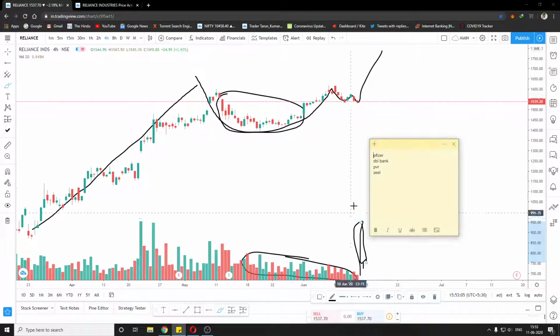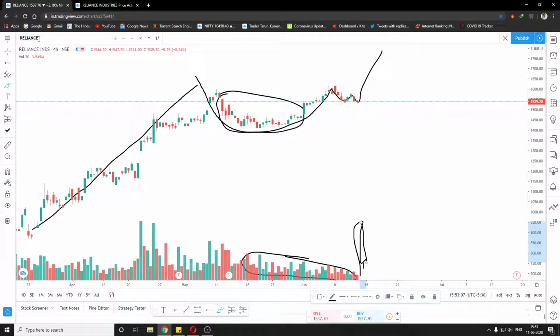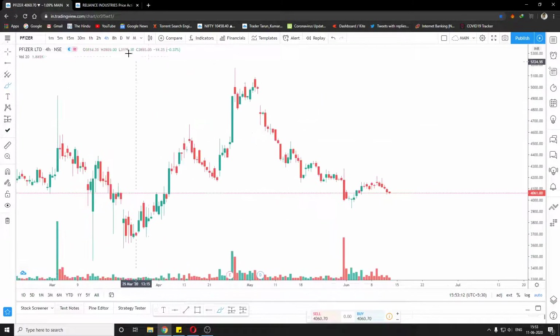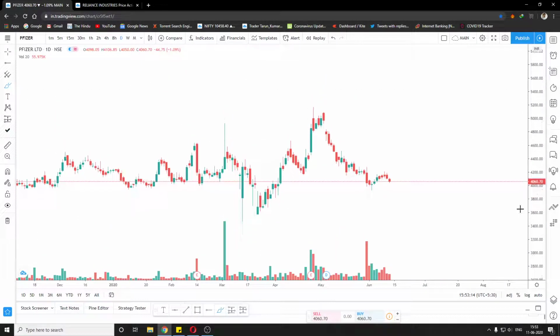There are some other charts which were requested of me after I posted on Telegram. So let's have a look at these charts. This is Pfizer.